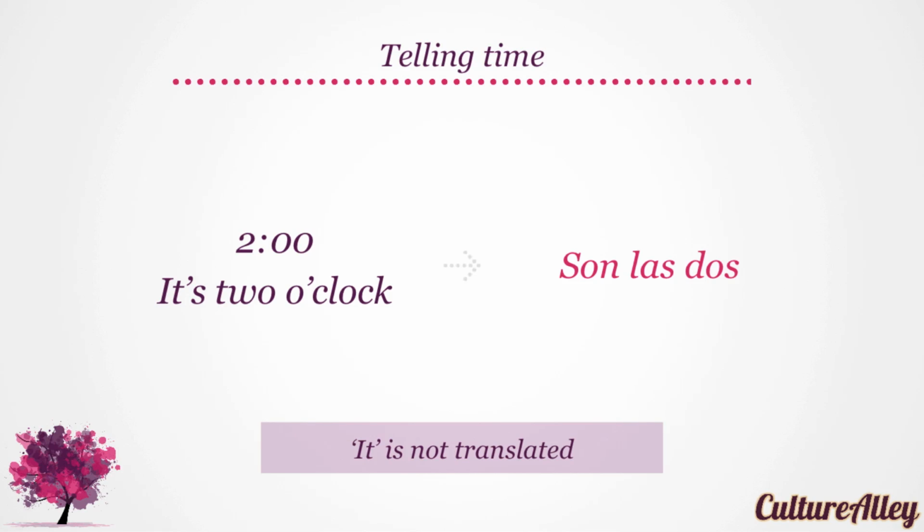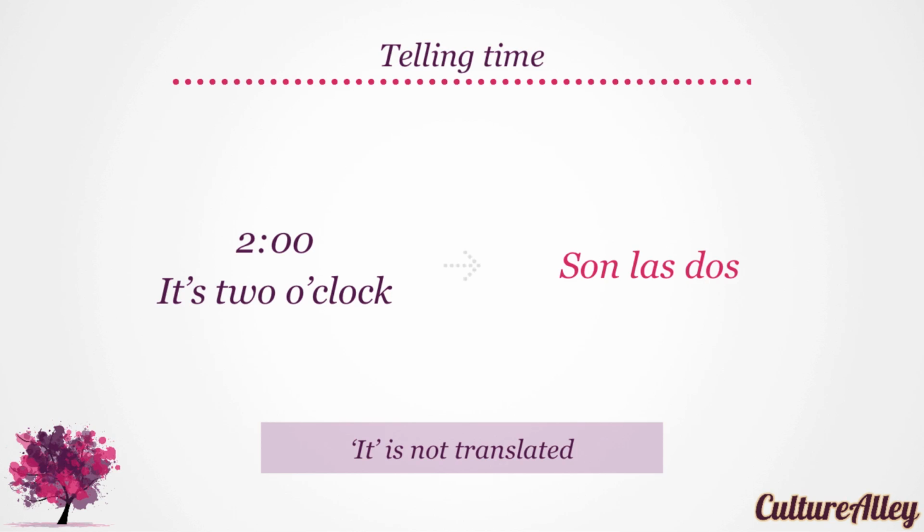Now let's try saying it's 2 o'clock. It's 2 o'clock is translated as son las dos. Try that, please. Son las dos. Great. Looking at the structure again, we use plural form of ser here, which is son, as we are saying two, followed by las, which is plural feminine form of the, and in the end, dos, which means two. Again, note that the pronoun it is not translated. So, it becomes son las dos.